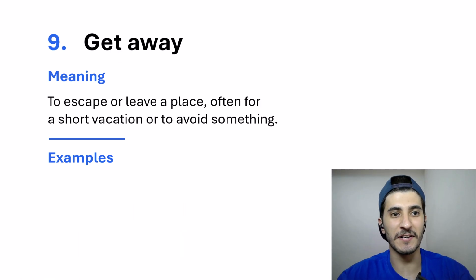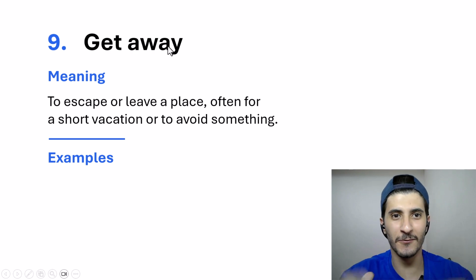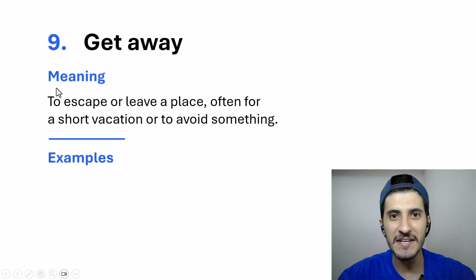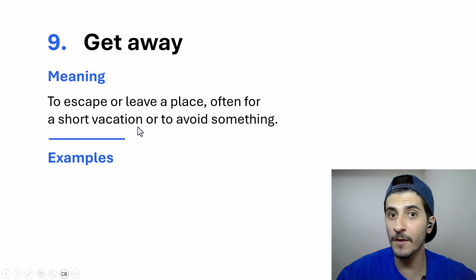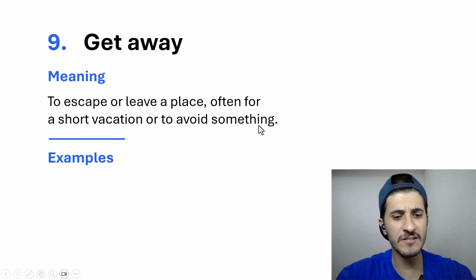So let's go for another phrasal verb, get away. The fast form of its pronunciation is get away, because they connect the T sound with A, get away. Okay, the meaning is to escape or leave a place, often for a short vacation or holiday, or to avoid something. And let's go for the examples to clear it out.